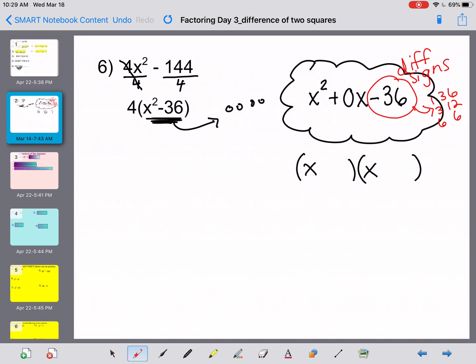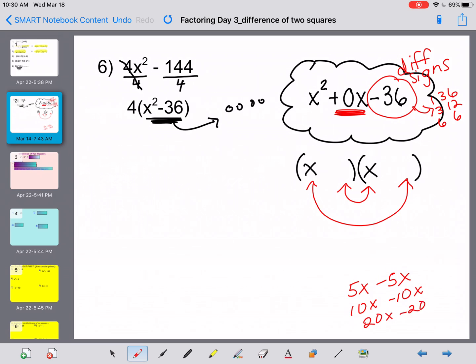But the key thing is when I go to my double bubble, I need the outside loop and the inside loop to combine and make 0. So the only way that they're going to combine and make 0 is if they're opposites of each other. So like, for example, maybe 5x and negative 5x, that cancels to make 0. 10x and negative 10x, that cancels to make 0. 20x and negative 20x. 6x and negative 6x. But I need it to be the same number but opposite in order to cancel, right?